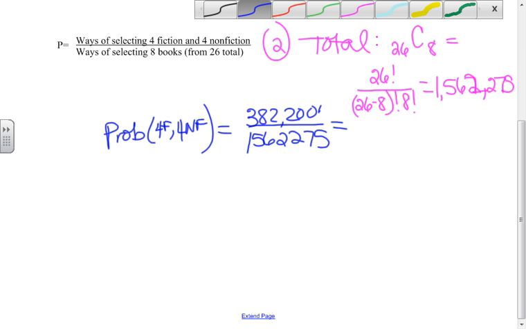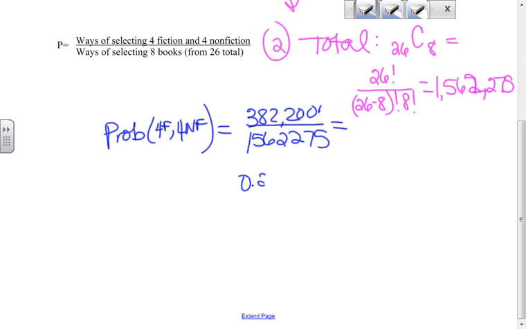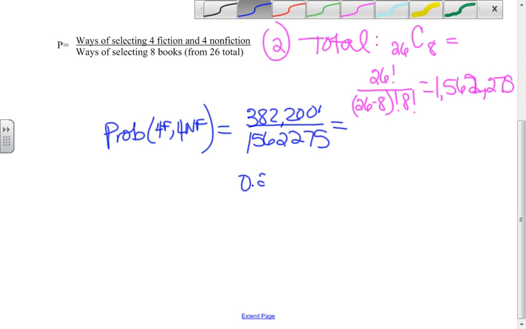And when you work that out as a decimal, you get 0.24, which is approximately 24.5%. So almost 25% of the time, if you randomly pick 8, you will get for fiction and for nonfiction, is what you've just found.